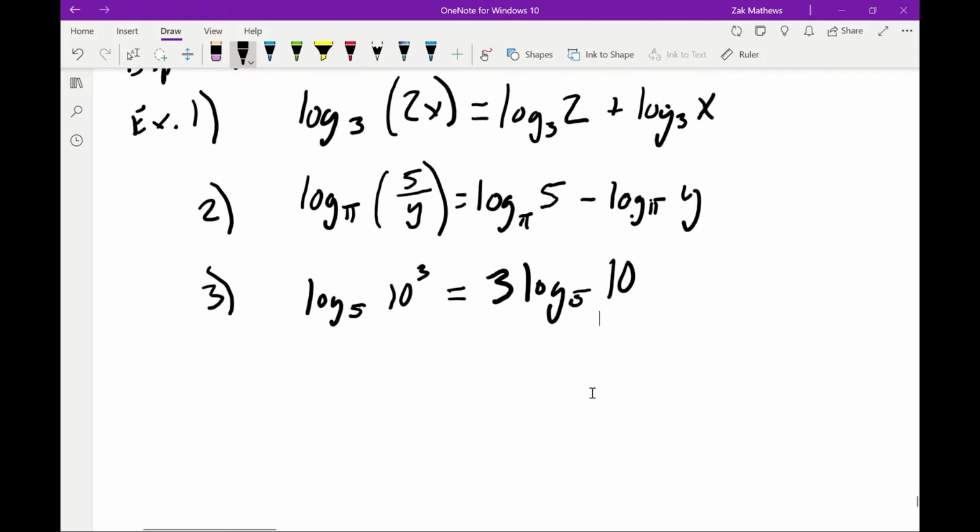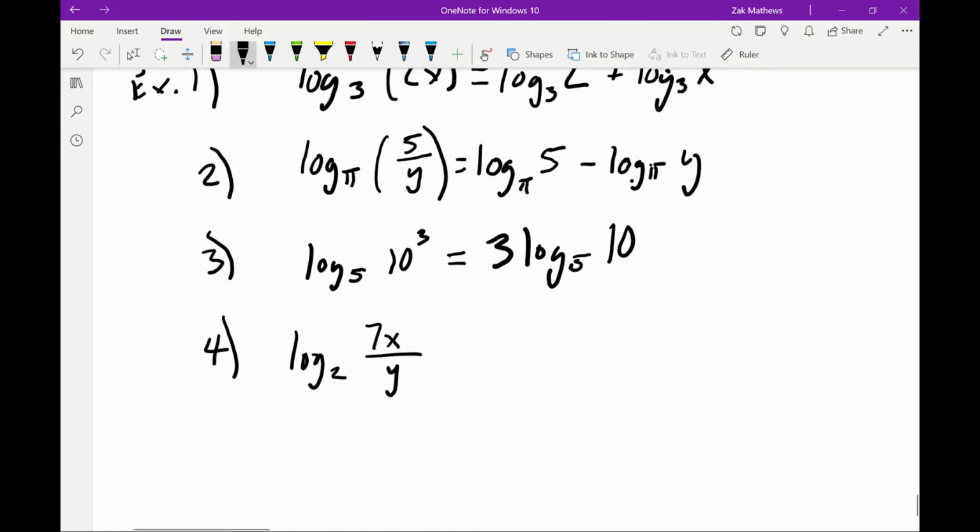Alright, let's start blending these rules because we don't have to view these rules in isolation. Let's say we have log base 2 of 7x over y. Well, here I have a product of two things and I have a quotient of a third. I see 1, 2, 3 unique factors. And so what that tells me is when I'm done, I need to have 3 unique logs, or I need to have these 3 logs broken apart.